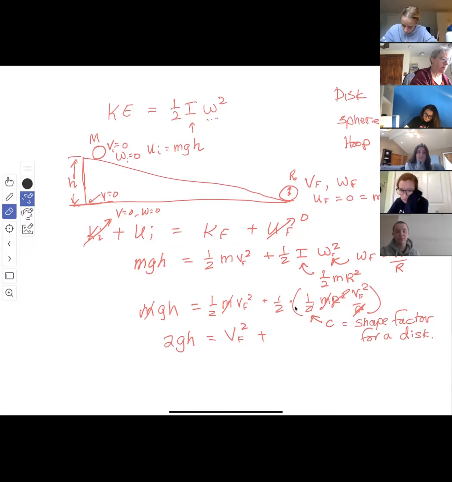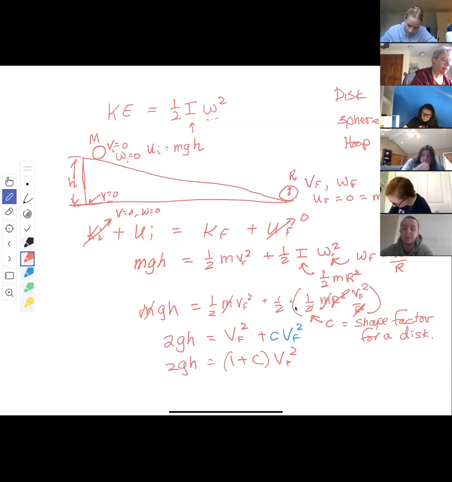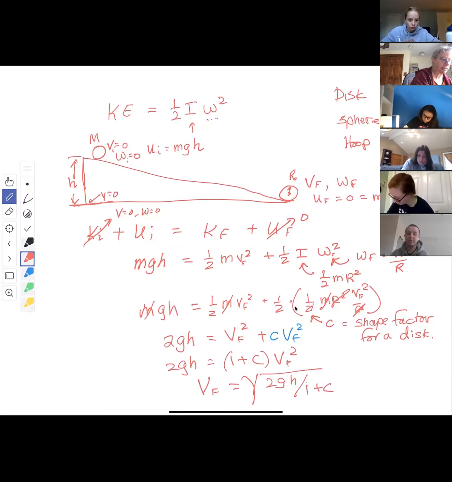Okay? So back down here, 2GH equals V final squared, and then I've got my C times V final squared. I changed colors. Let me go back to red. I like that a little bit better here. So 1 plus C times V final squared is 2GH. And then V final would be the square root of 2GH divided by 1 plus C.